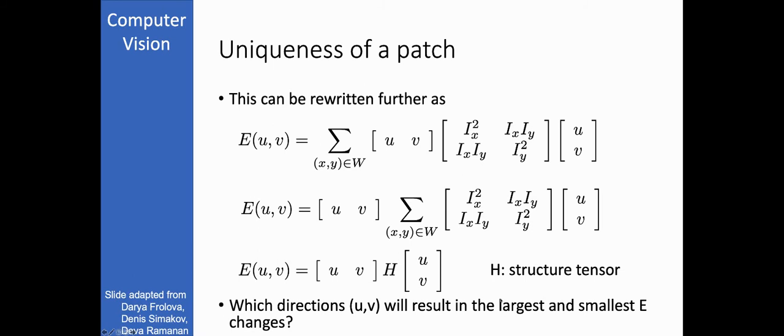Now this form approximates the change in the uv direction that I should see in the intensity patterns. Now looking at this, I can ask the question: which direction of u and v will result in the largest and the smallest changes in E?